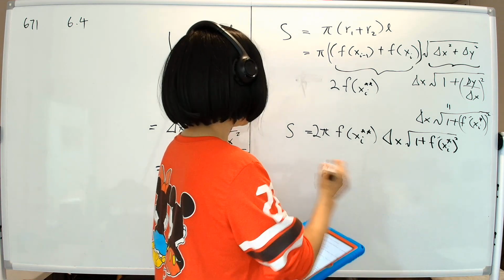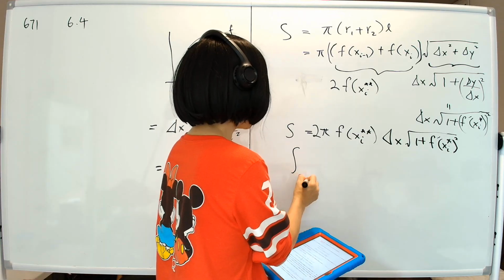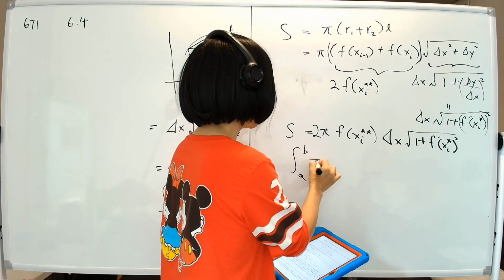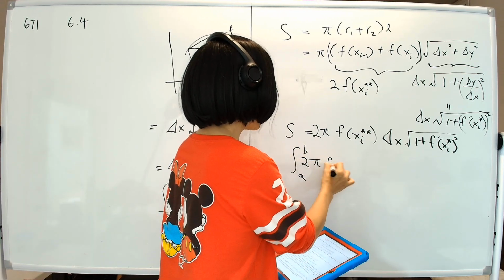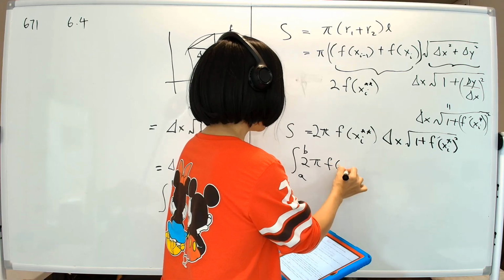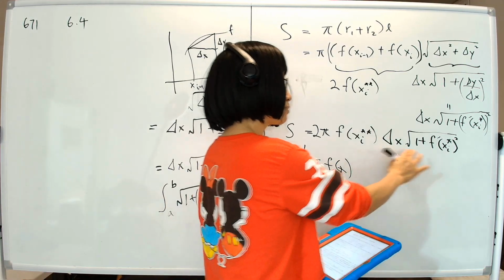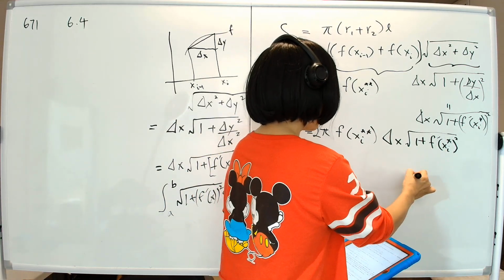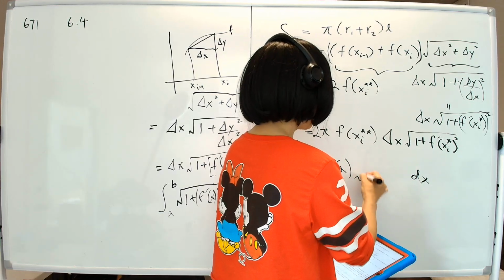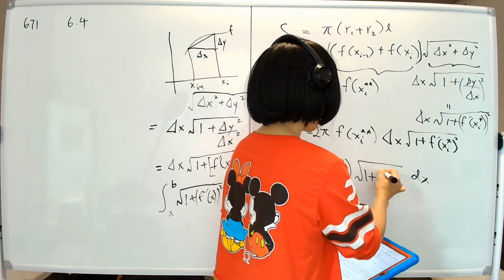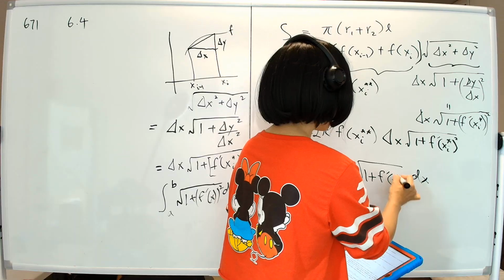So the definite integral will be integrating from a to b, 2 pi f of x, and then the delta x becomes the dx over here, times the square root of 1 plus f prime of x squared.